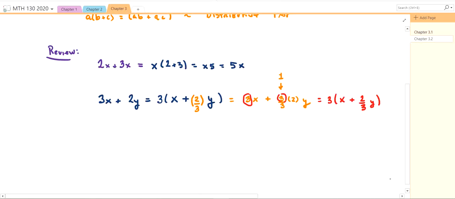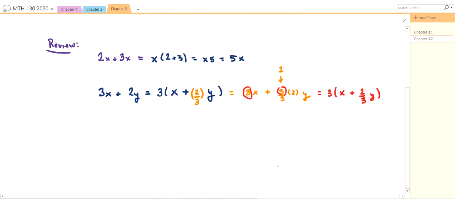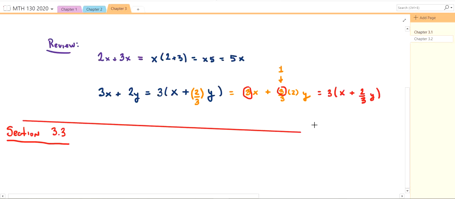And that is pretty much all we're going to talk about in section 3.2. So let's move on to section 3.3. I won't make a separate page here since this was so short.